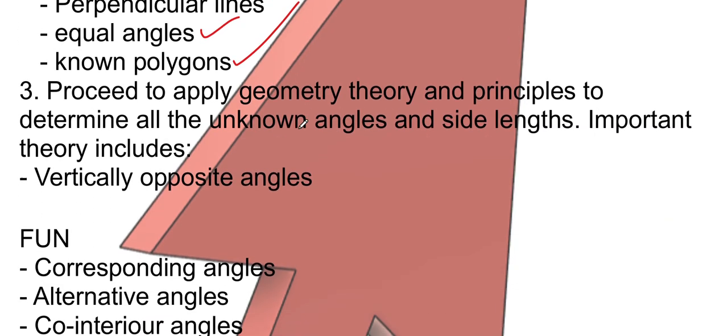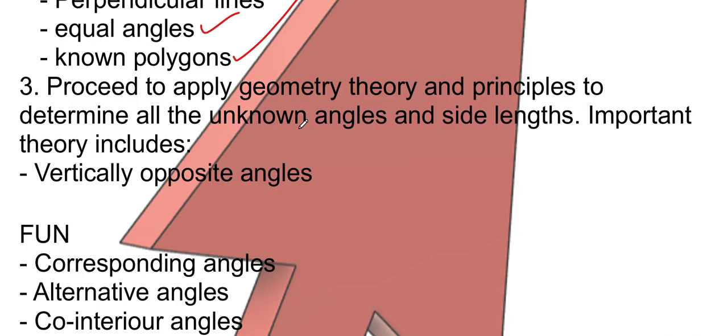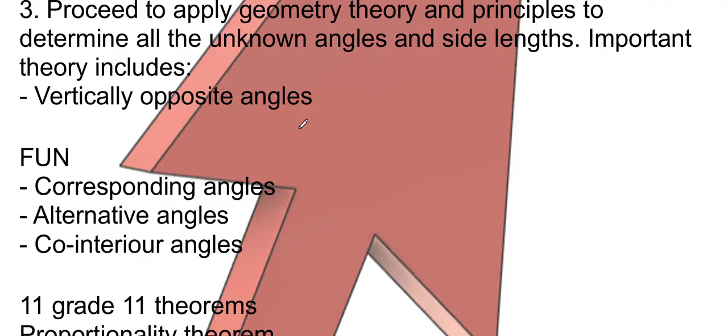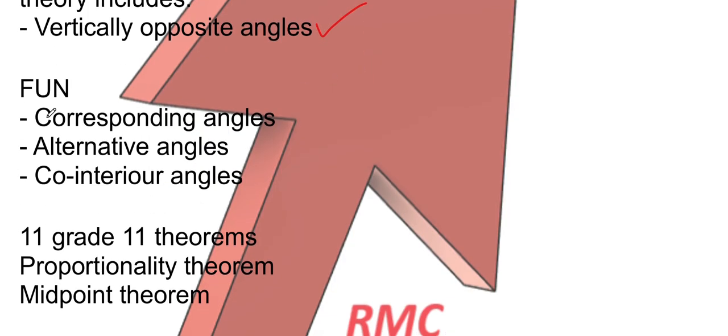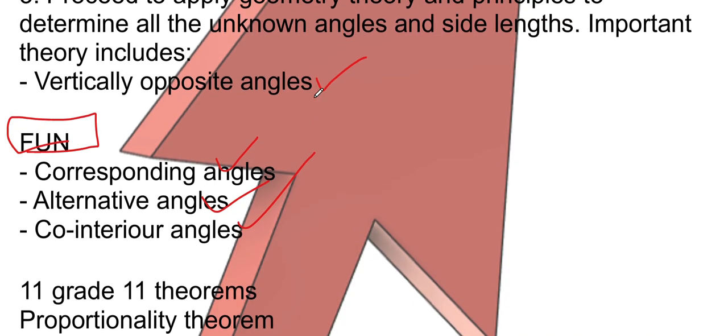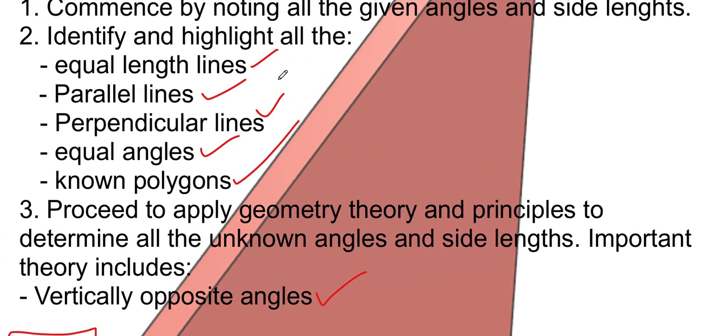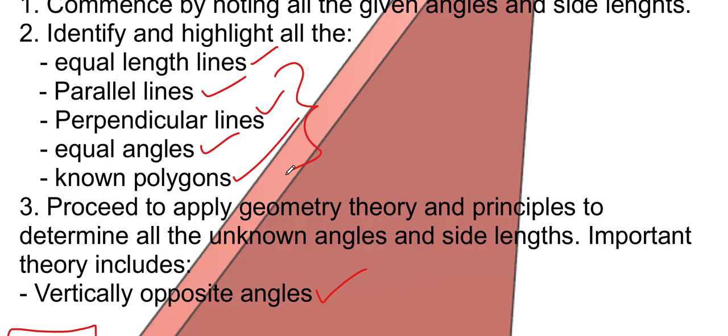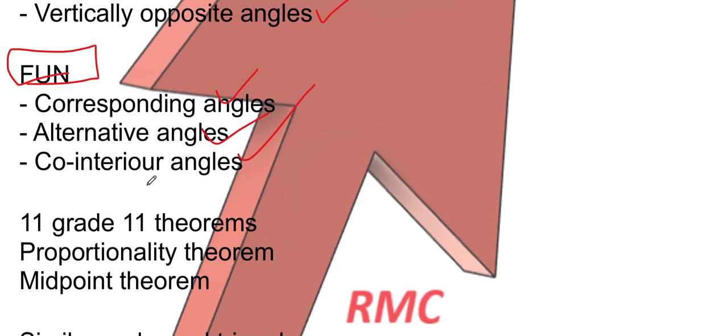And then you can proceed to apply the geometry theory and principles you learned in grade 10, 11 and 12 to get the values of the unknown angles and side lengths. The important theory you have to know, revise and be efficient with by the time you go answer this kind of questions is vertically opposite angles, and you can identify corresponding angles, alternate angles, co-interior angles. When you are going through the theory, you realize why it was important for you to mark parallel lines, because now you can easily identify these kinds of angles.